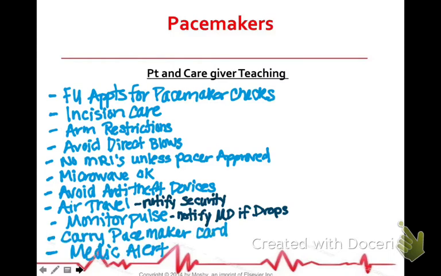They need to carry a pacemaker card and a medic alert bracelet or a pin or necklace. So all of these things are important teaching that we have to do to the patient when they leave.